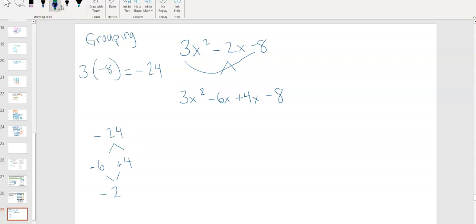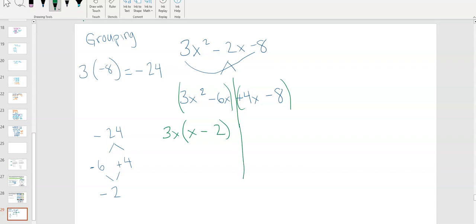Okay? Now my next step is to split this down the middle and group. I'm going to group the first two and the last two, and we're going to factor out our GCF. So what's the GCF of 3x squared minus 6x? Well, that would be 3x. And if I divide, I'm going to get x minus 2.